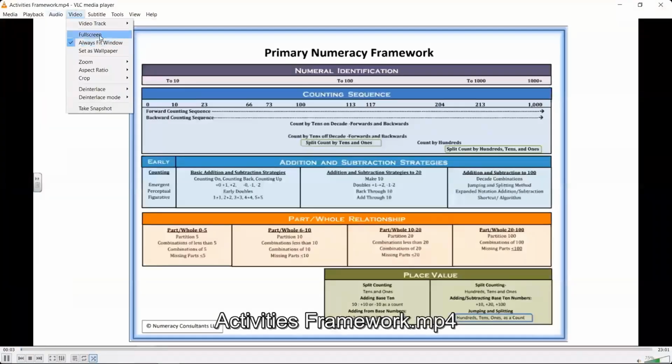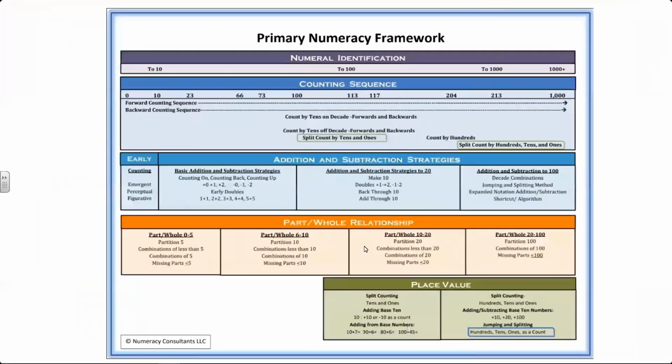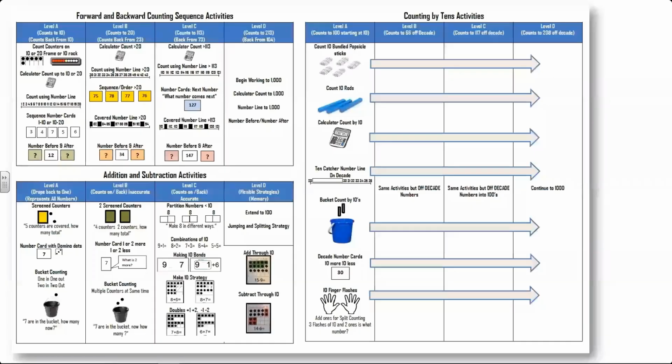So what we're going to do now is look at the framework and how the framework works with one of the most important things, the leveled activities guide, because the framework is great, but the activities are what is going to move students from one level to the next. So I just want to go over the structure of the leveled activities guide.